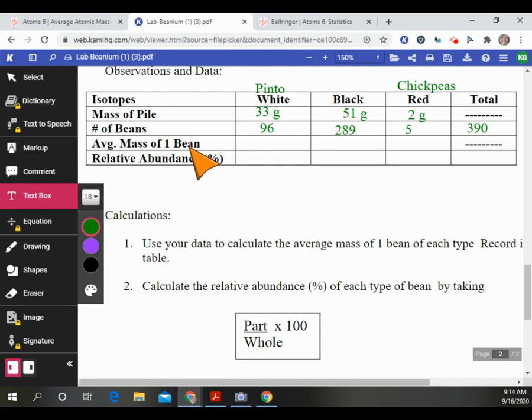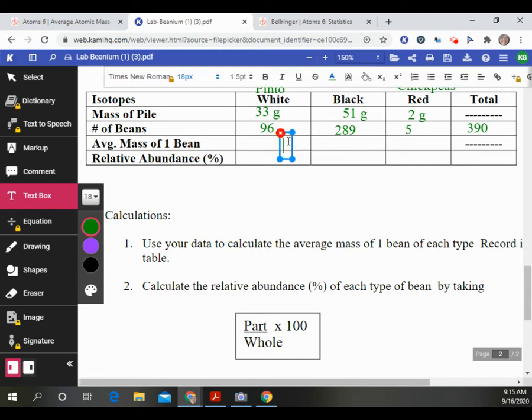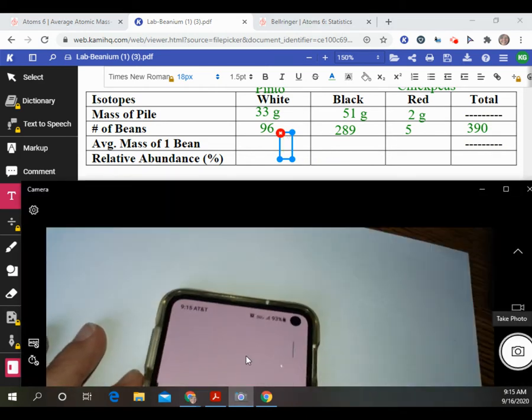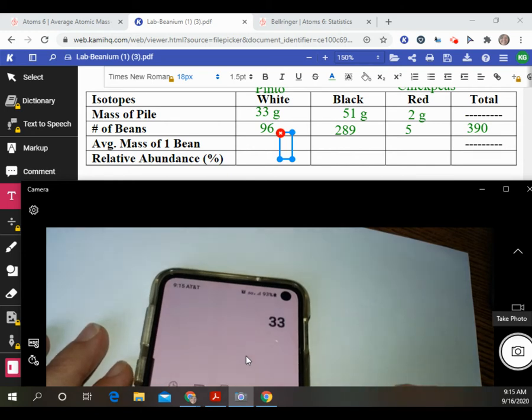And then this next row asks you for the average mass of one bean. You would take the mass and divide it by the number of beans that you have. So for the pinto beans, let's go back to our calculator and we'll put in 33 divided by 96.